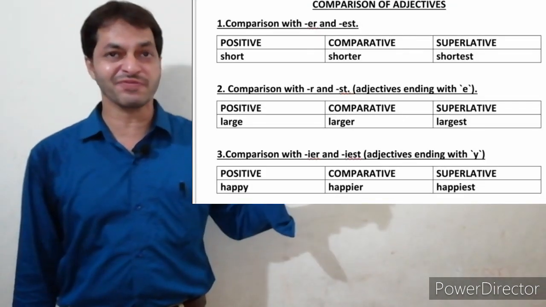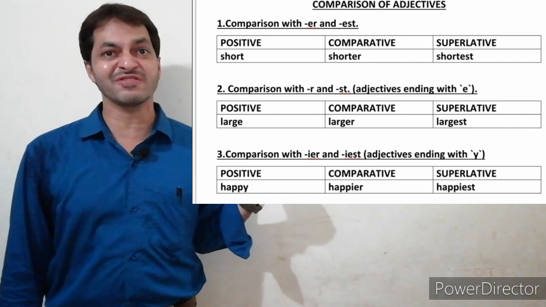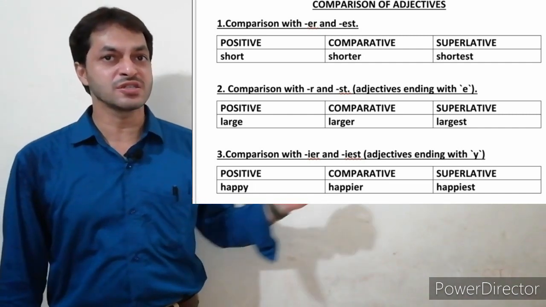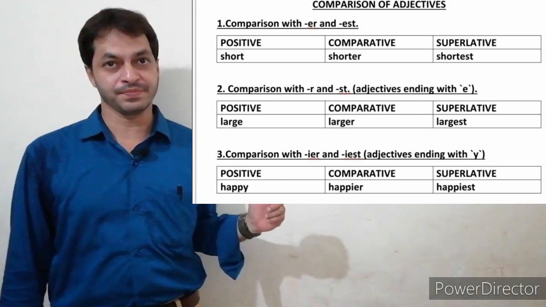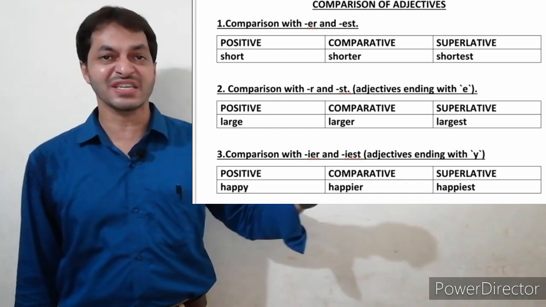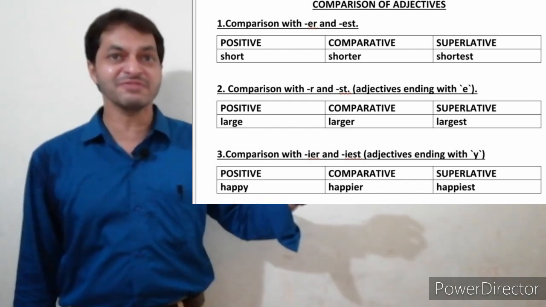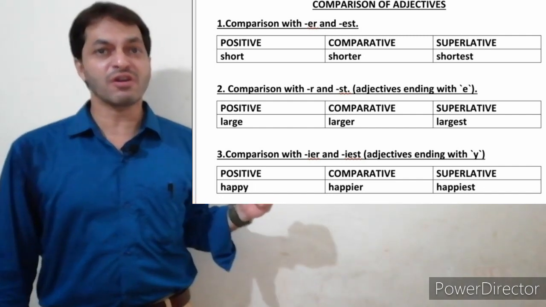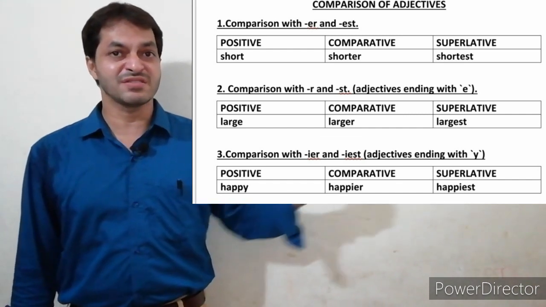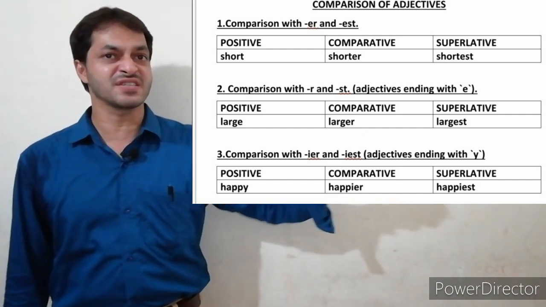Dear students, now let us get through the 6 types of comparison of adjectives. First one, comparison with ER and EST. For example, short, shorter, shortest, dark, darker, darkest. Second one, comparison with R and ST. Here adjectives end with E. For example, large, larger, largest, safe, safer, safest.